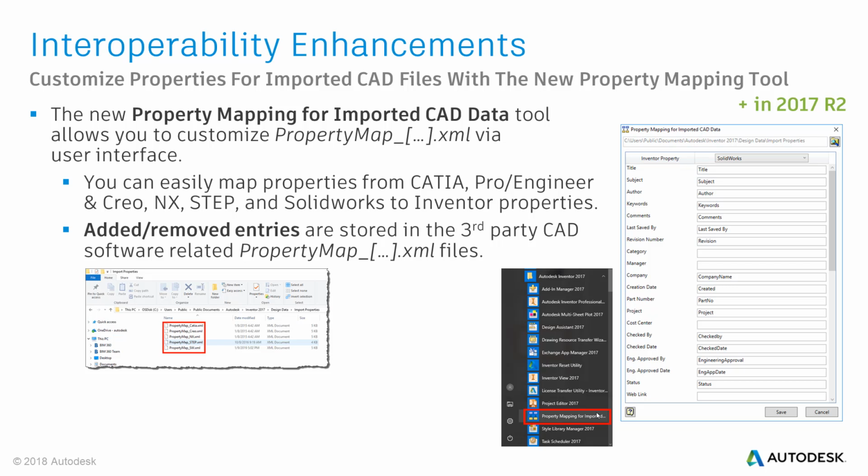The last thing you should be aware of is that as soon as you press the Save button, a property map.xml file is updated with the changed information you provided in the Property Mapping tool. For each supported third-party CAD software, one XML file is available. The XML files are located in C, Users, Public, Documents, Autodesk, Inventor 2017, Design Data, Import Properties by default. You're ready to import CAD files now. Your iProperties will be filled in by the mapped third-party CAD properties now.